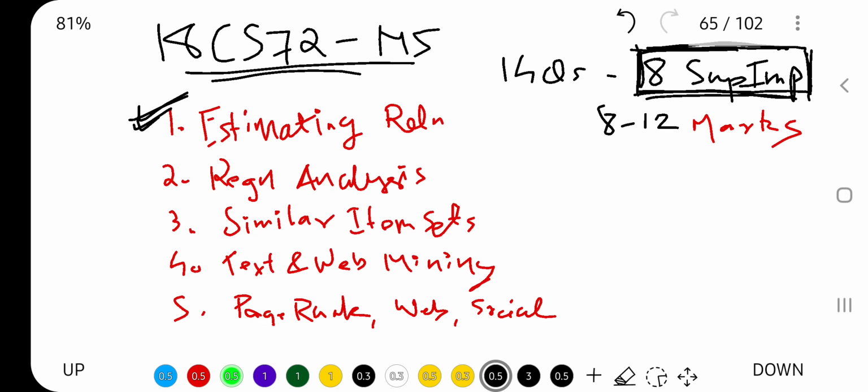What is K-nearest-neighbor, as well as the different types of distances used to calculate the K-nearest-neighbor. Each of these are separate questions, 8 to 12 marks. So make sure you go through them very well. Let's move on to the third topic, which is similar item sets.